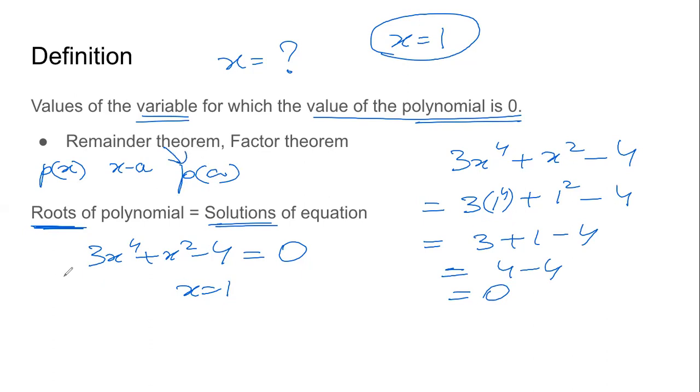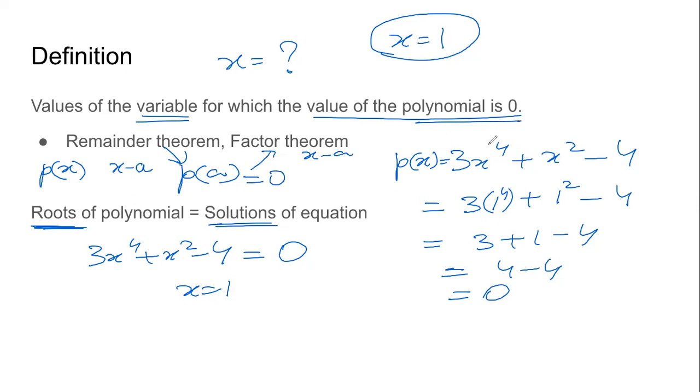If we divide the polynomial p of x, a polynomial in one variable x, by a binomial x minus a, where a is a number, then the remainder will be p of a. That means if we put 1 in place of x, it will tell us the remainder. And the factor theorem says if p of a equals to 0, then x minus a is a factor of p of x.